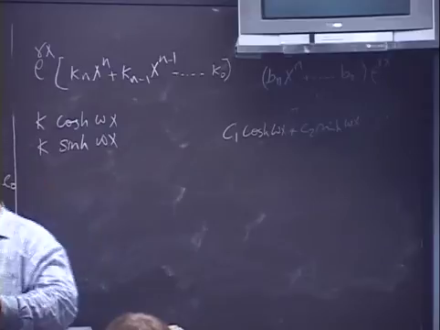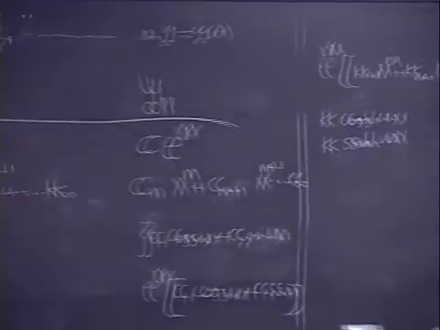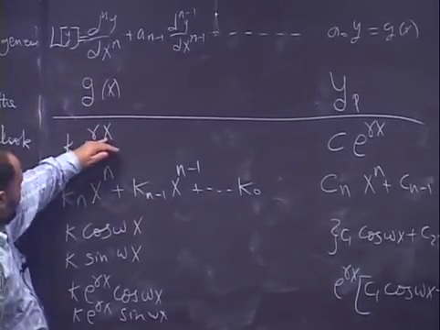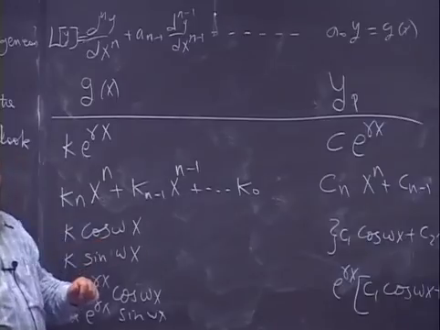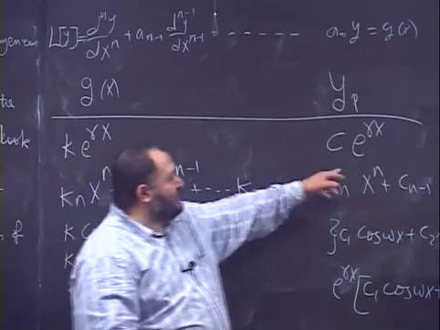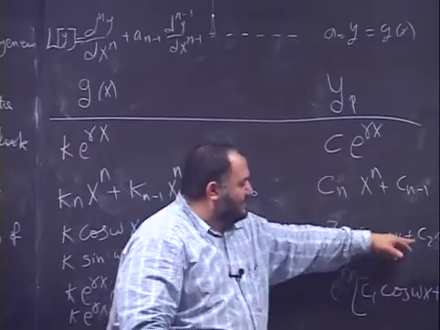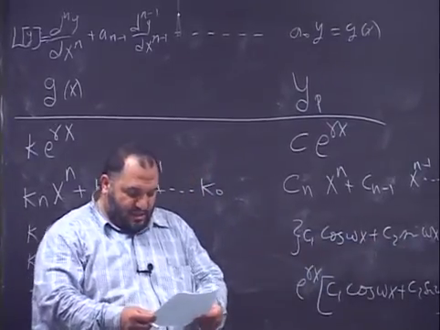So the rule is if you have a summation of those functions, let's assume that you have a summation of k e to the power of gamma x plus k2 cosine omega x, you will do exactly the same. You will have also a summation c e to the power of gamma x plus c1 cosine omega x plus c2 sine omega x. Okay guys?